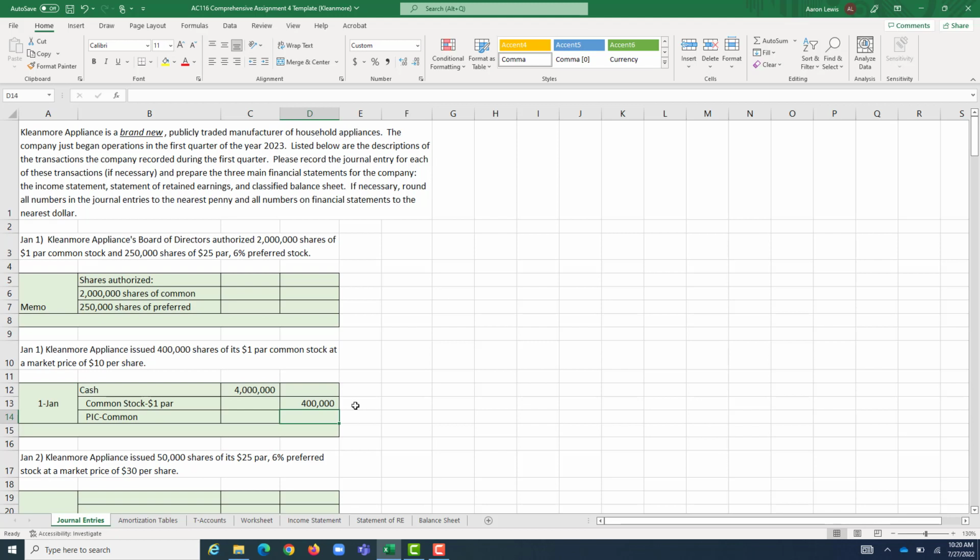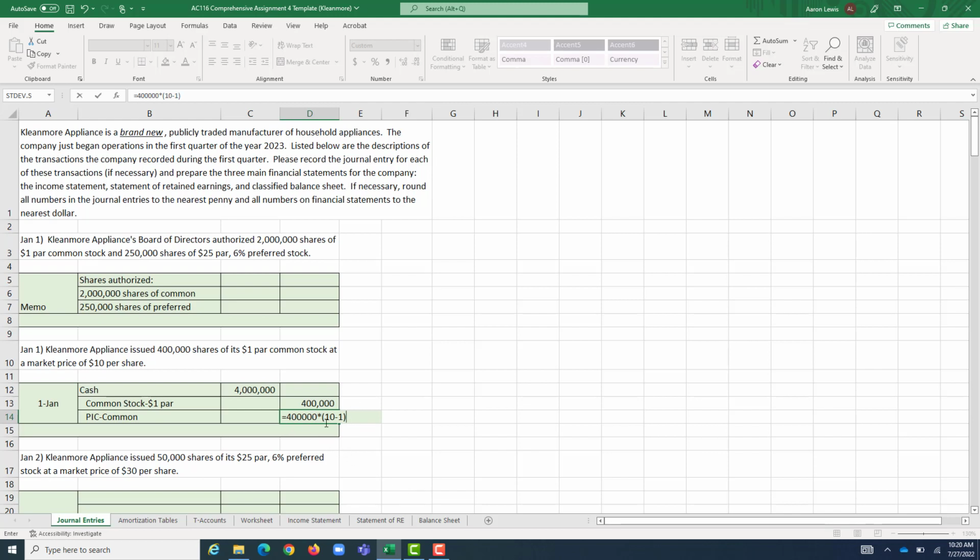So 400,000 of that 4 million is attributable to the par value of the common stock that we just issued, which means we know debits equal credits. A little subtraction here says that the amount that's paid in excess of par is 3.6 million. Well, is there a way you can prove that mathematically? And there is, because that number is going to be equal to the amount of shares that you're issuing times the difference between your market price and your par value. So equals 400,000 times 10, the issue price, minus 1, in parentheses, our par price.